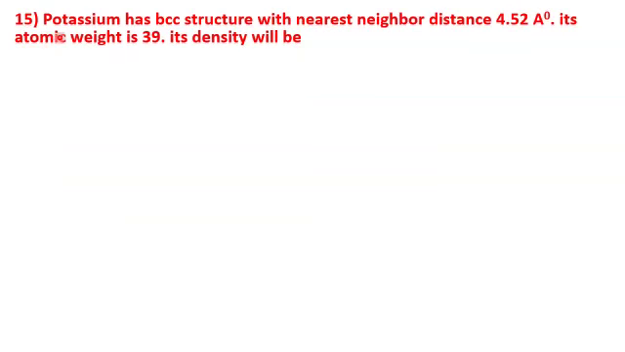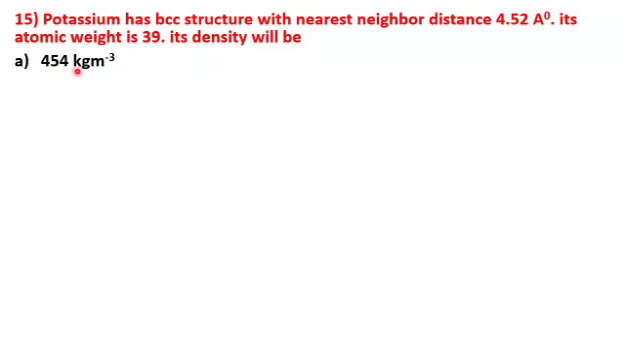Question number 15. Potassium has body-centered cubic structure with the nearest neighbor distance 4.52 angstrom. Its atomic weight is 39. Its density will be dash.